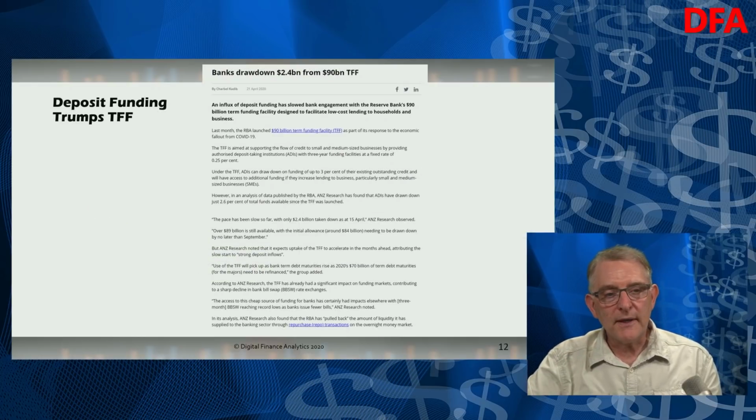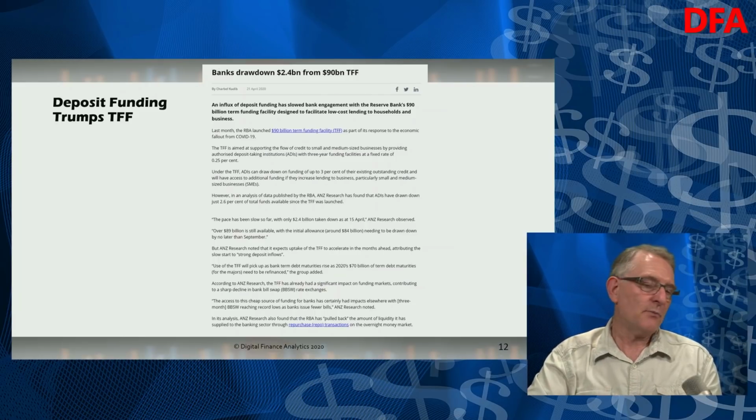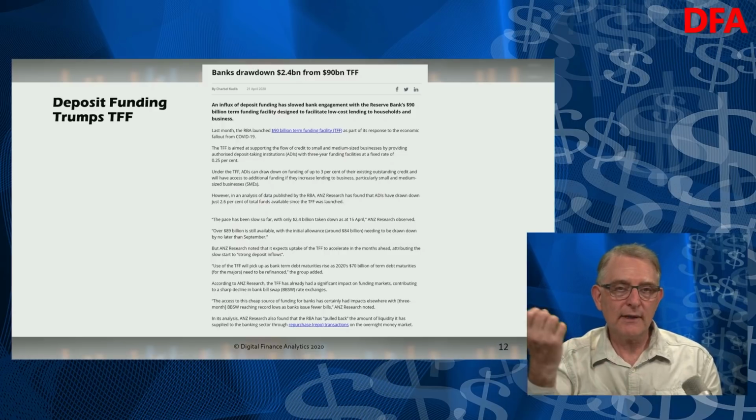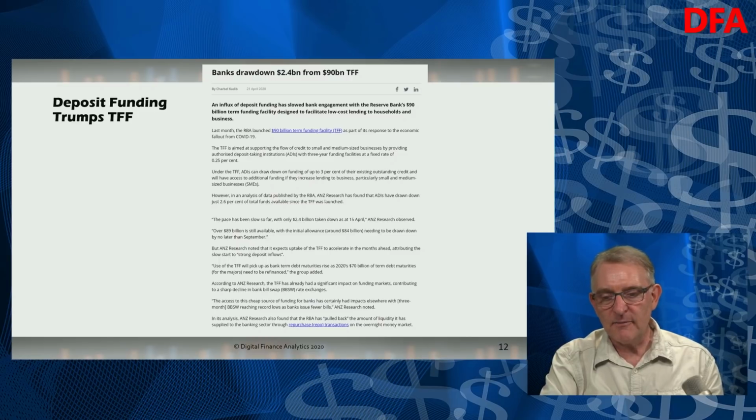Now, the banks have hardly drawn down on the TFF. That's the term funding facility that the RBA launched. It was a 90 billion fund that the banks could tap into if they wanted to. In fact, what's happened is that banks have tended to grab deposits because there are still people with money, and they're actually putting a lot more money into term deposits in the banks at the moment. So effectively, the banks have been able to support their books through that. And so they've only taken down about 2.4 billion so far of the 90 billion. There'll be probably more use of that later.